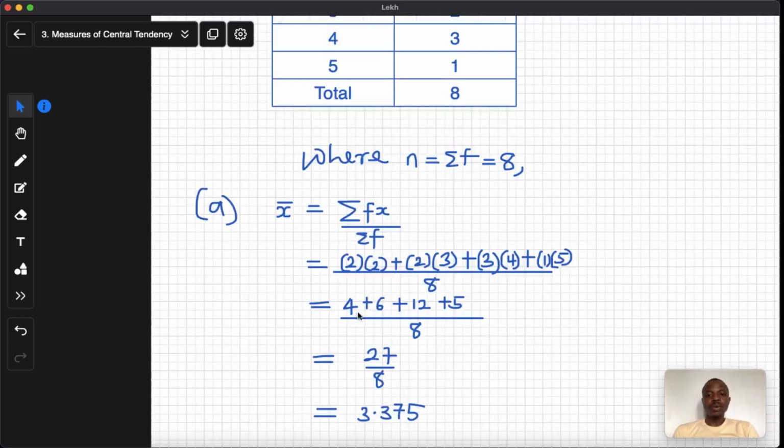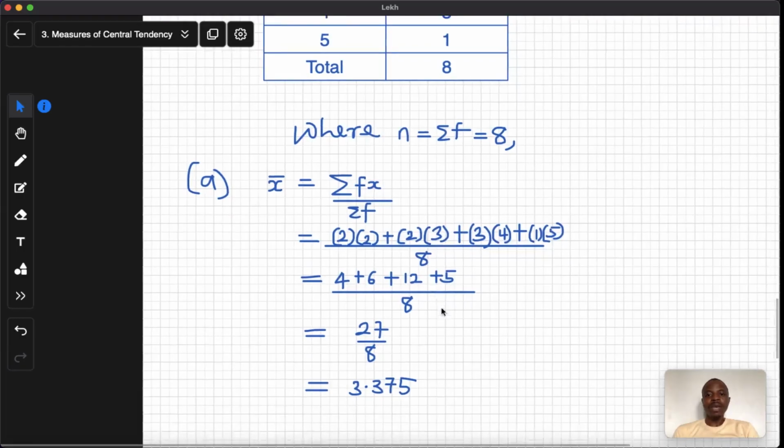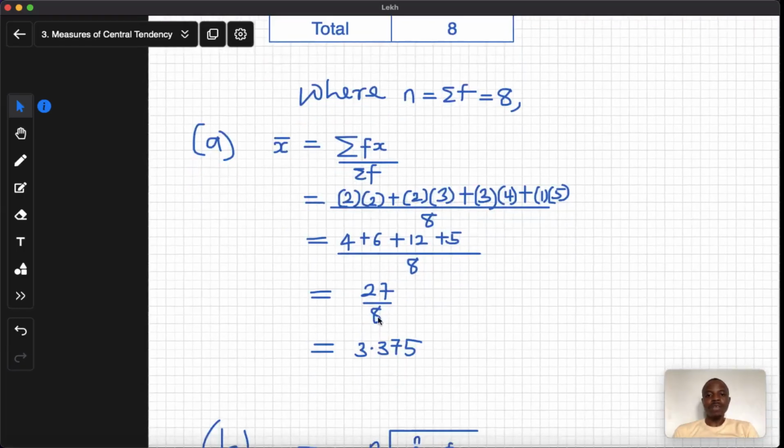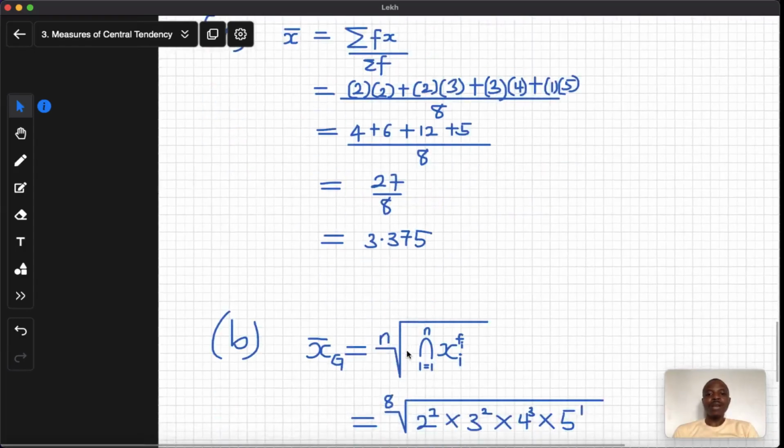So you go on, and you have 4 plus 6 plus 12 plus 5. This gives you 4, this gives you 6, this gives you 12, this gives you 5. So you add everything, and you have 27 divided by 8, and that will give you 3.75, and that was what we had the first time.